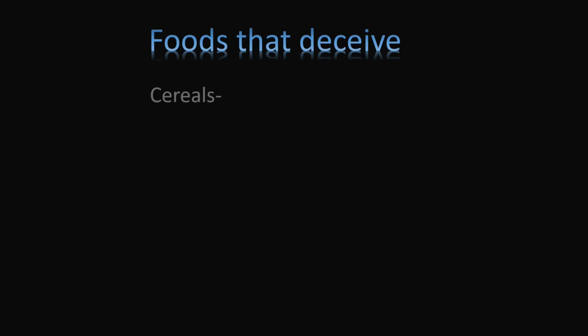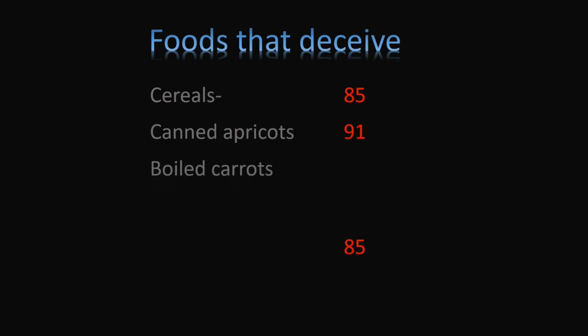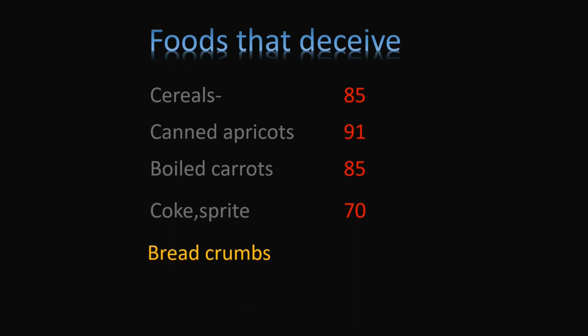Now we go to foods that deceive. When you wake up and I bring you cereals and I bring you white rice, you would definitely pick the cereals out first if you're diabetic. But you don't understand that cereals have 85. Let that sink in. 85. Okay, so we go to another one, canned apricots. Yes, it's not white rice, it's not white bread, but it's got 91. Boiled carrots, it's got 85. Coke and Sprite have even less than boiled carrots. Breadcrumbs, not bread, bread has 70, breadcrumbs 90.